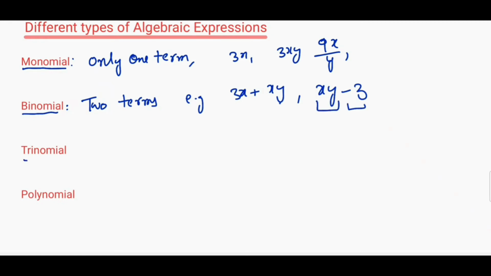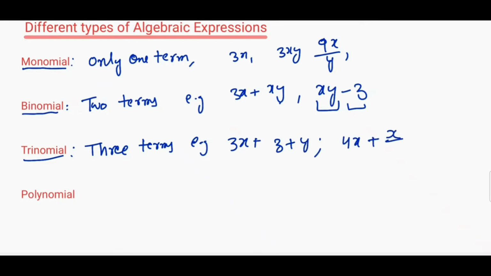Next we have trinomials. Trinomials are those algebraic expressions having three terms. For example, 3x plus z plus y, 4x plus x upon z minus y upon z, all these are trinomials. They have three terms. Next we have polynomials.